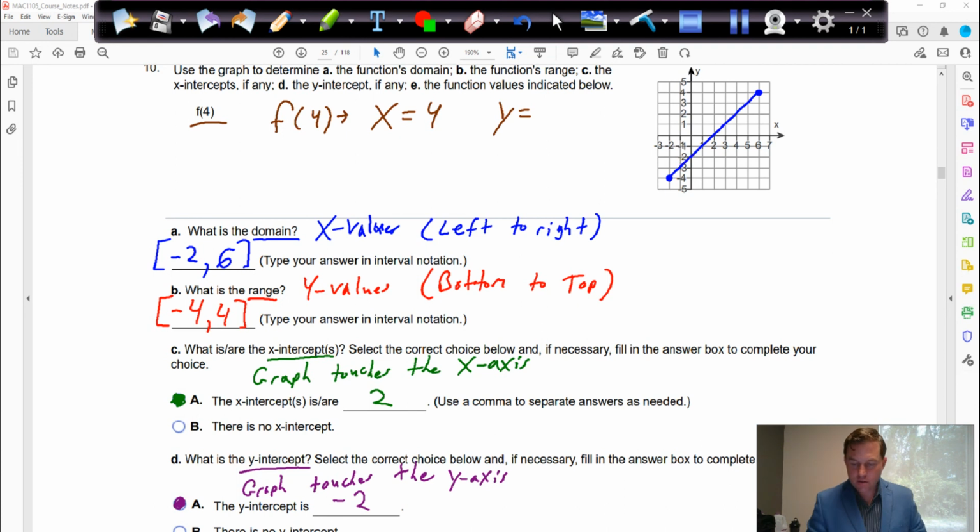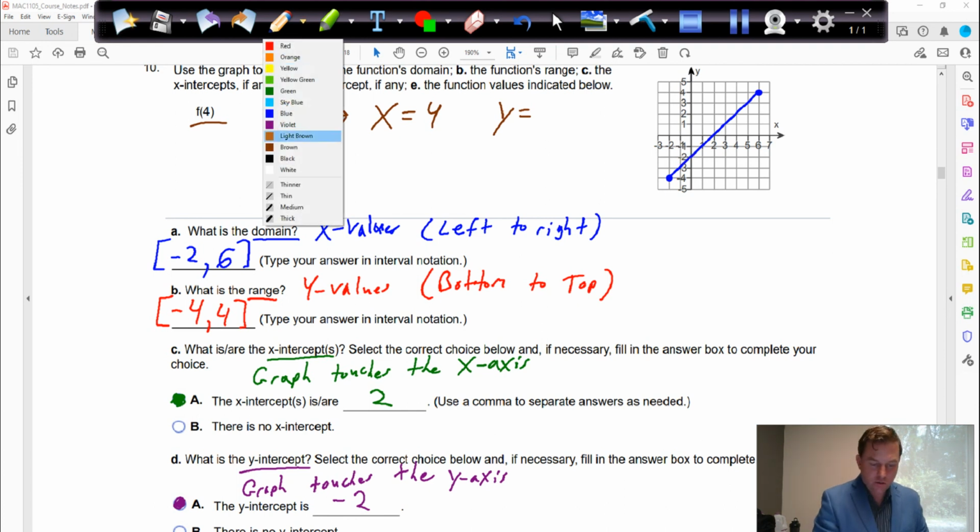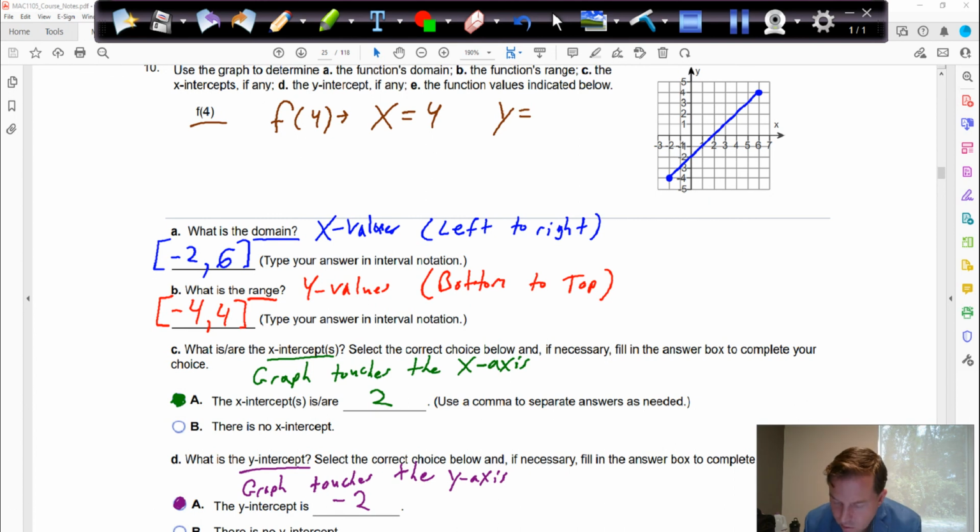So to do that, we go on the graph to where x is 4, right here, and then we go straight up to the actual line, touch it, and then go straight to the left and read the y value. So when x is 4, our y value is 2. So the last blank, you'll just have to type in 2 for that.